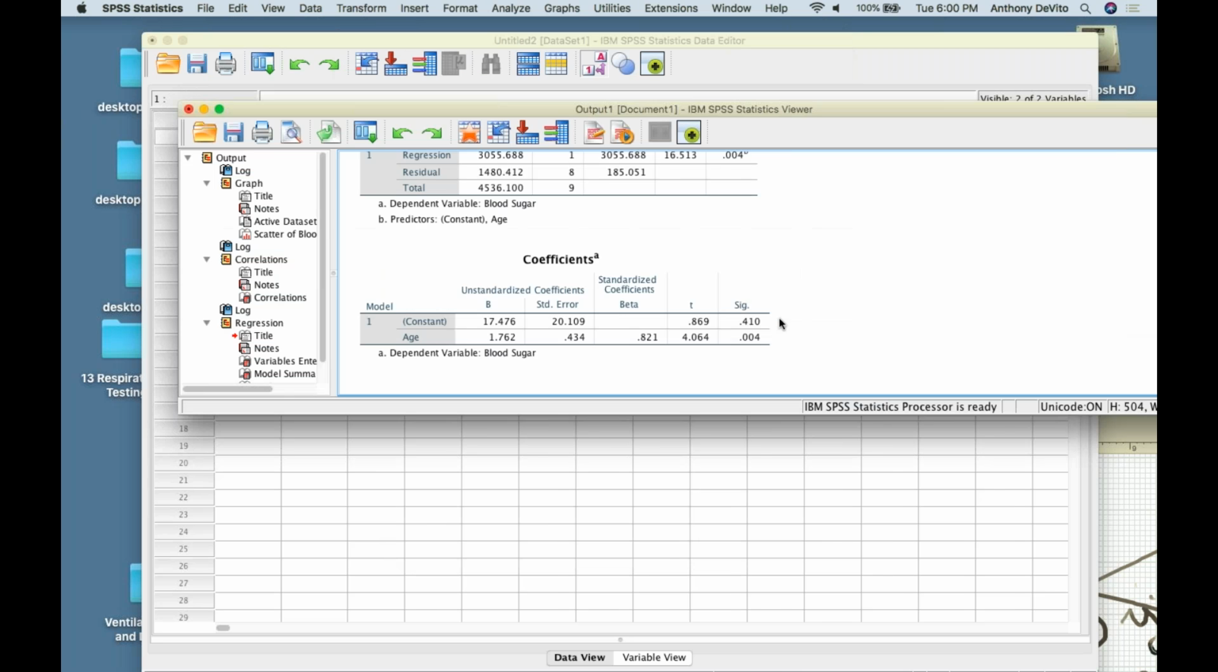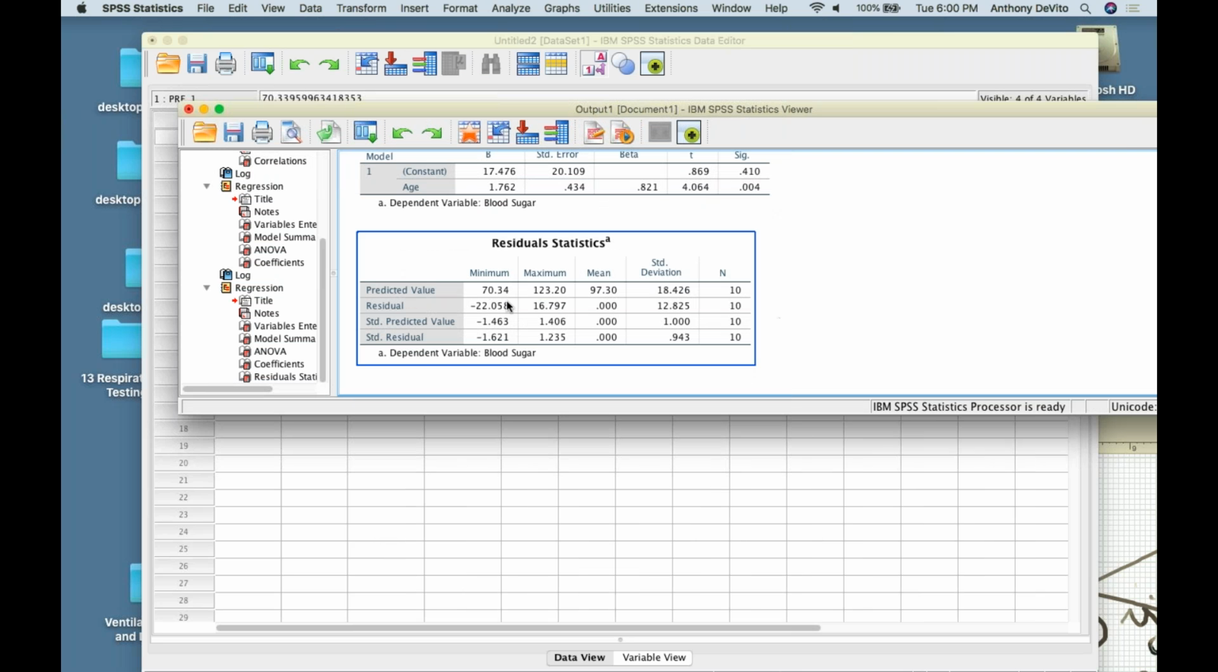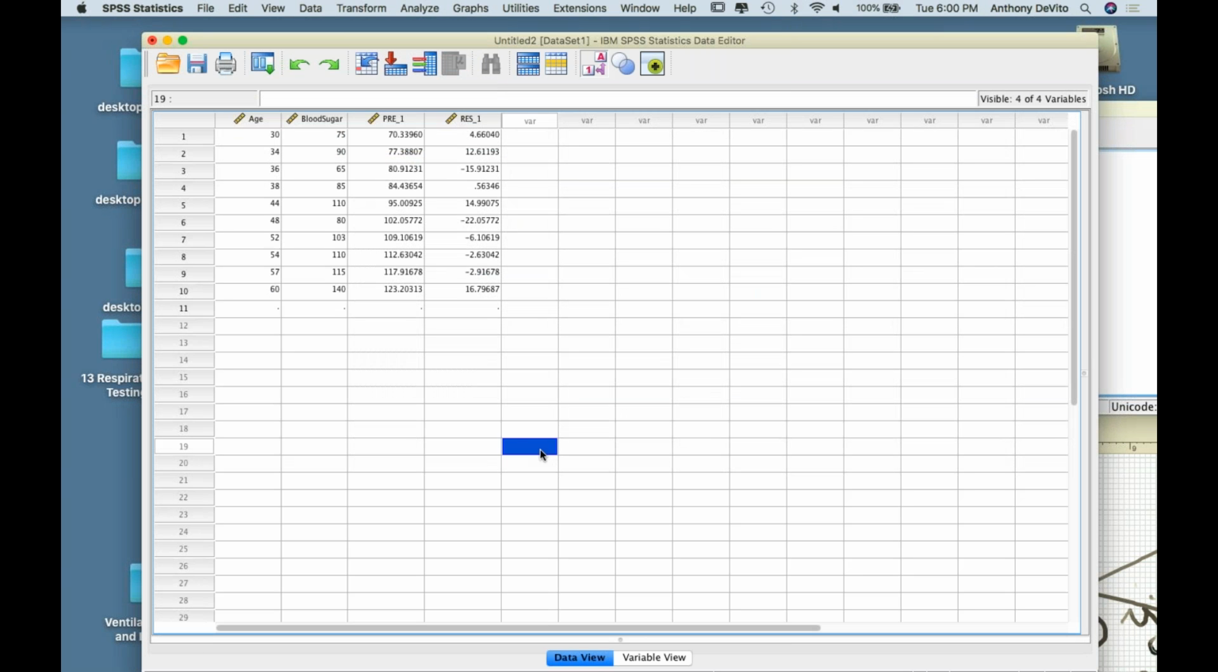It's going to do the same analysis that it did before, but this time it added another analysis. And the real results of this analysis are back in the data sheet. What it did was it created two new variables, predicted and residual.